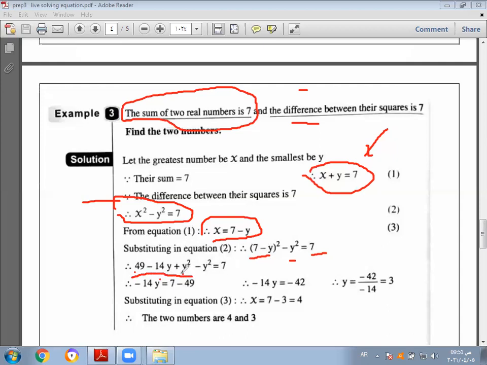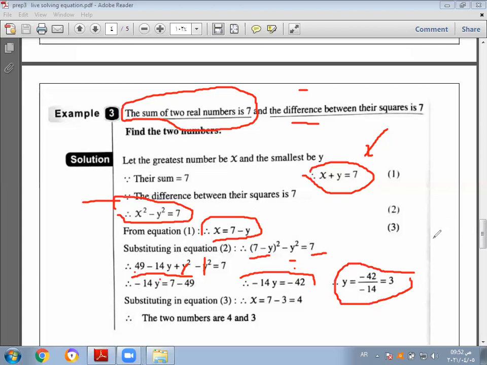Now we see y power 2 minus y power 2, we can cancel it, and we get negative 14y equals 7 minus 49. 7 minus 49 equals negative 42. So now we get this equation: negative 14y equals negative 42. Divide both sides by negative 14, and we get the value of y equals 3.